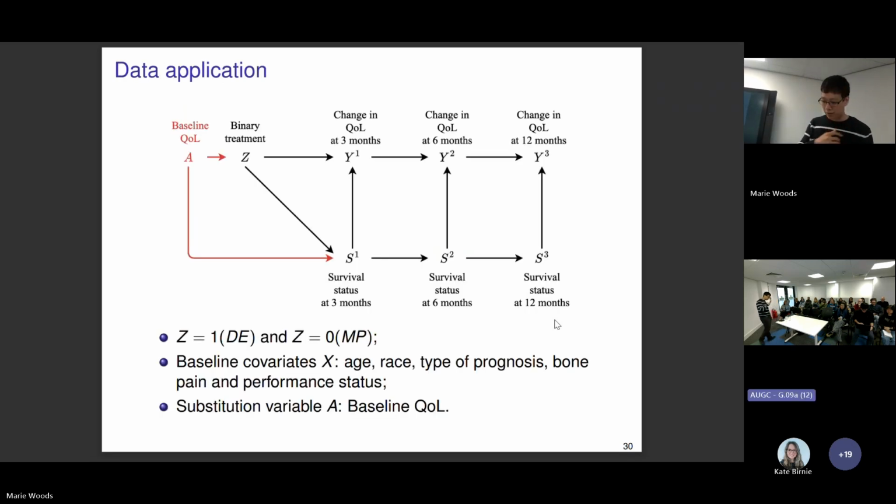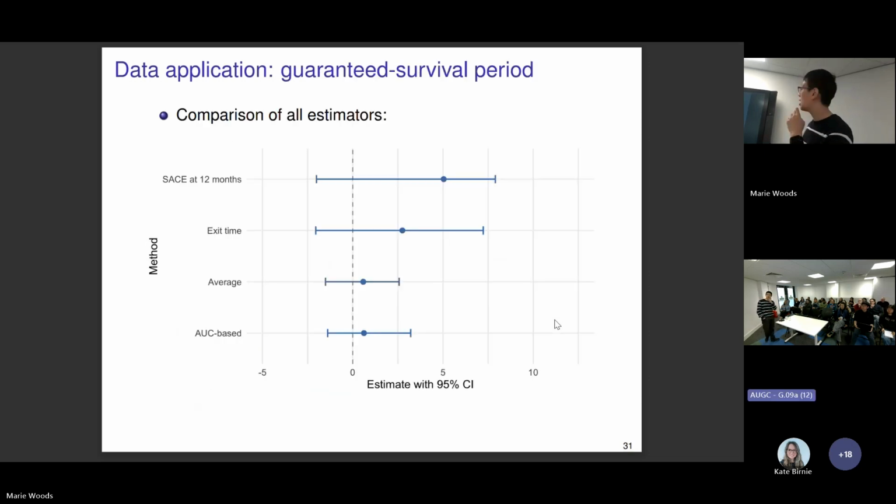Okay, and finally, coming back to this data application, just to summarize and to give you a sense of the story here. Again, we have a baseline, we have a binary treatment, z equals 1 if this is a chemo that actually prolongs survival, and z equals 0, it will be some sort of placebo treatment with a bunch of baseline covariates. And the instrumental-like thing we use is the baseline quality of life. And this is a summary of all the estimates that you would get.